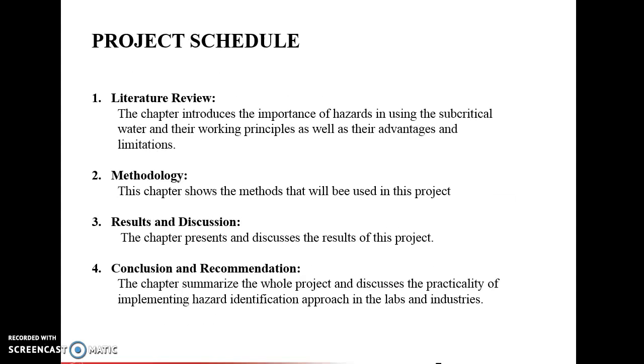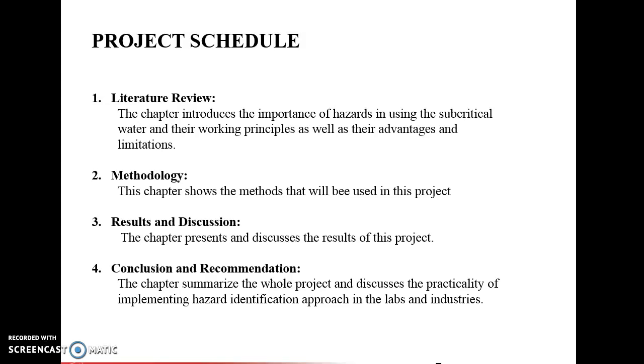Project schedule. Firstly, the literature review. In this chapter, we are going to introduce the importance of hazard in using the subcritical water and their working principles. Secondly, the methodology, and we will show the method that we will use in this project. Thirdly, the result and discussion.